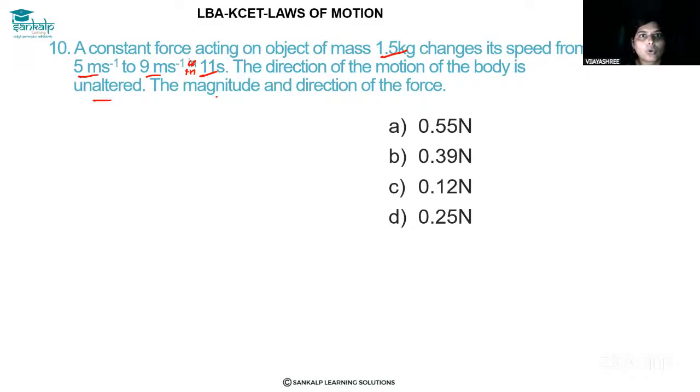A constant force acting on an object of mass 1.5 kg changes its speed from 5 meters per second to 9 meters per second in 11 seconds. The direction of motion of the body is unaltered. The magnitude and direction of force will be: option A 0.55 Newton, option B 0.39 Newton, option C 0.12 Newton, and option D 0.25 Newton.